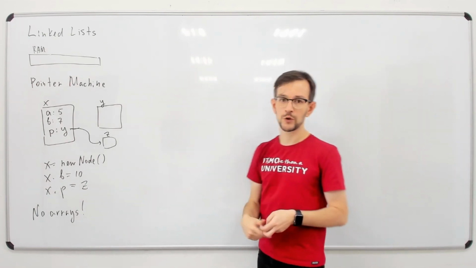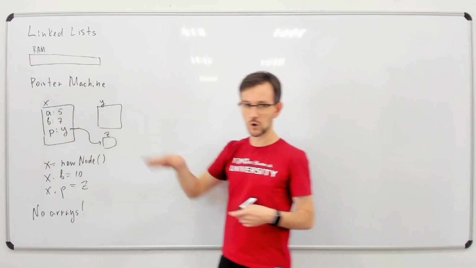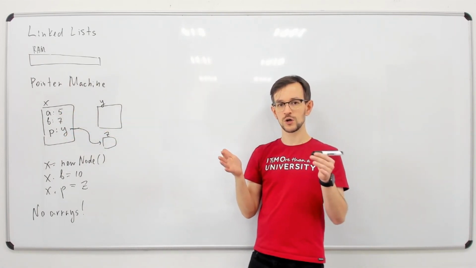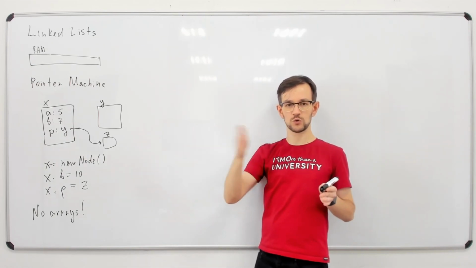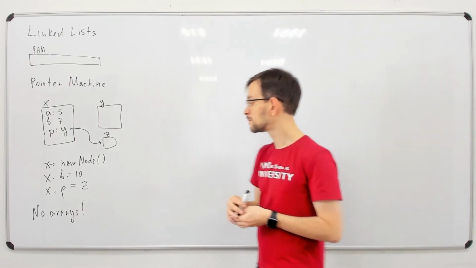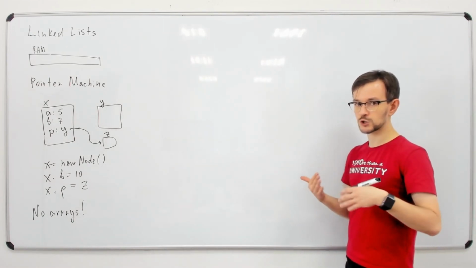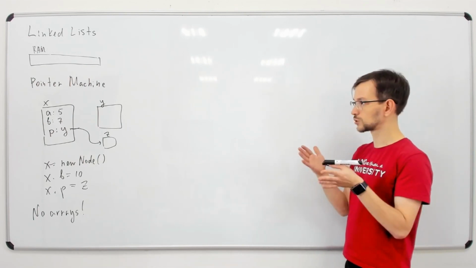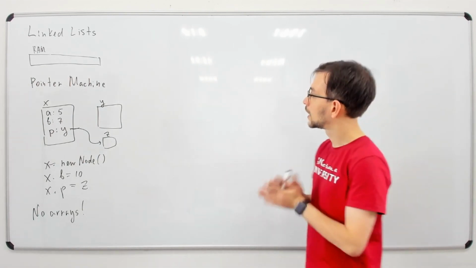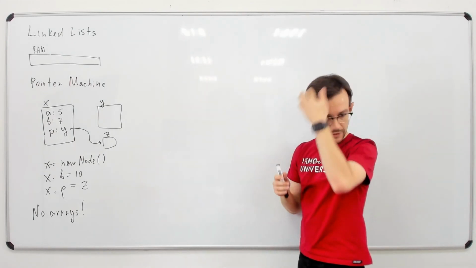In the pointer machine model, you don't have any arrays. You have only these nodes, and each node has a constant number of pointers. So you cannot have pointers to each element of an array, because there is only a constant number of these pointers. So in the pointer machine model, you need to create data structures which don't use any arrays. That's all.